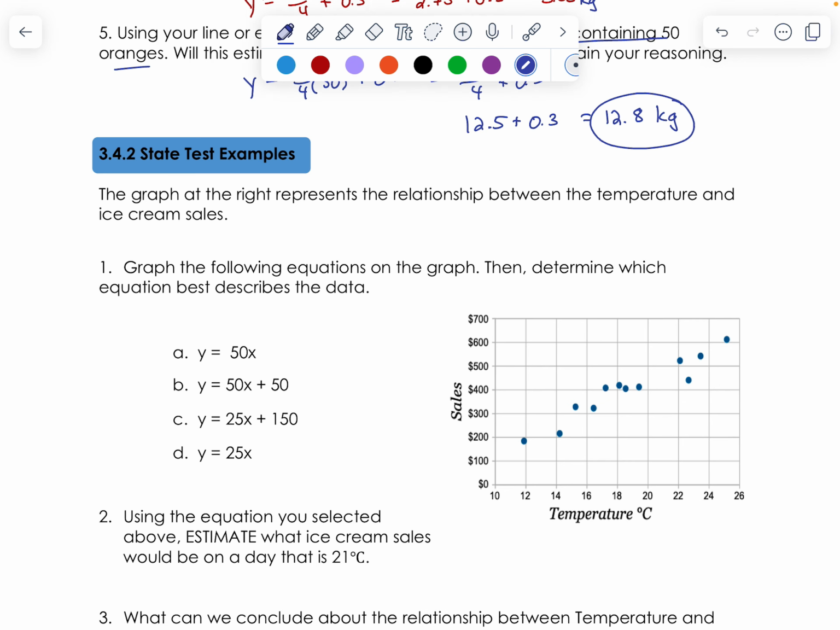Moving on to the state test examples, the graph at the right represents a relationship between the temperature and ice cream sales. Graph the following equations on the graph, then determine which equation best describes the data.